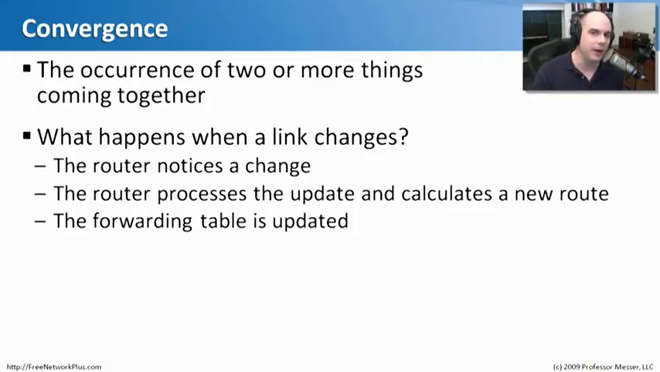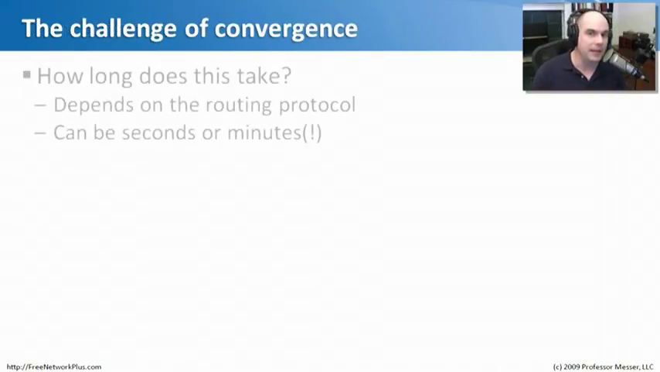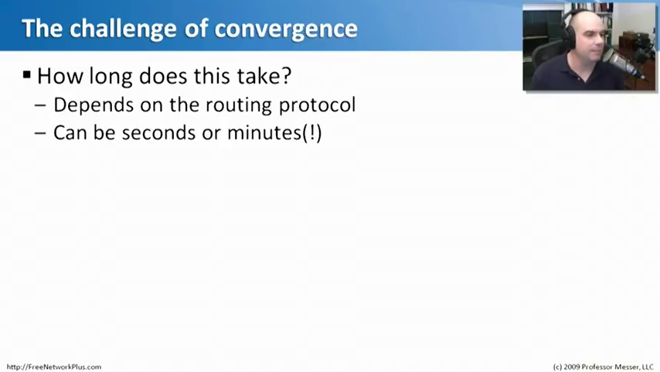Something happened, and your router noticed that something changed. So the router has to process the update. And it has to calculate now where the new route might be based on the change that it just got. And finally, it begins updating its tables and begins sending traffic out based on what the new route is. Now, depending on the routing protocol you're using, that update might take seconds. It might take minutes for that routing update to occur.